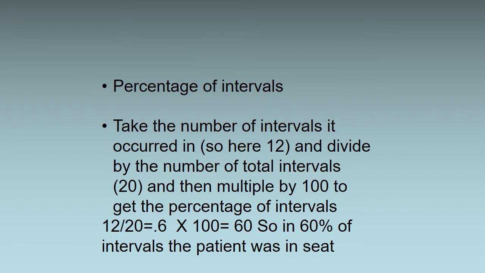Again, we can calculate a percentage of intervals. Here, there were 12 pluses. That means that in 12 of the intervals, at some point during those intervals, he was engaged in in-seat behavior. So we're going to take that number 12, divide it by 20, it gets 0.6. Then times it by 100, so we can say that in 60% of intervals, that patient was in their seat.